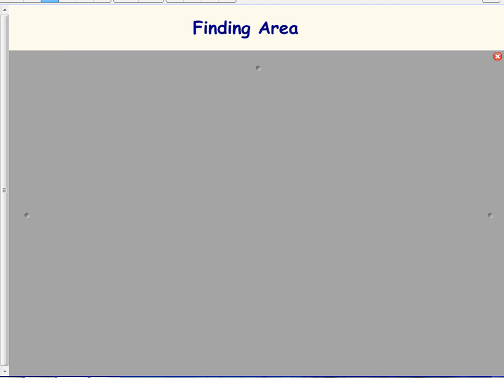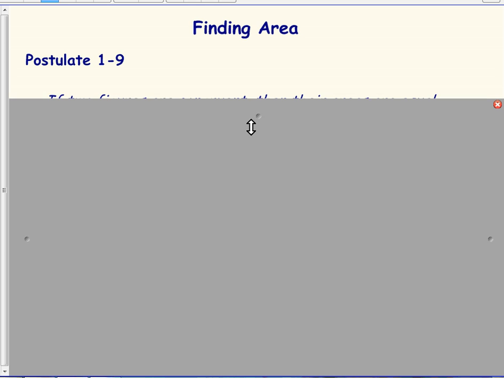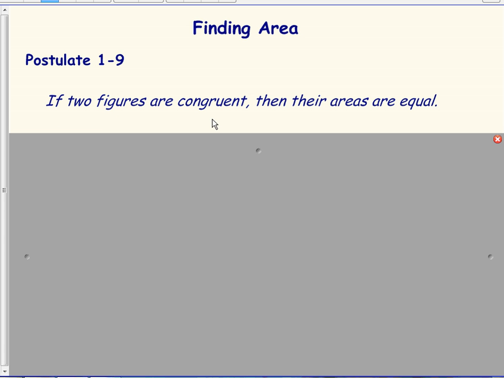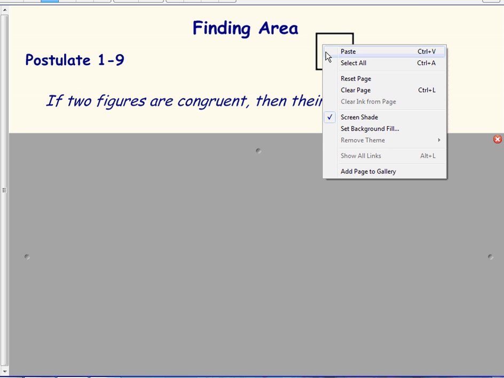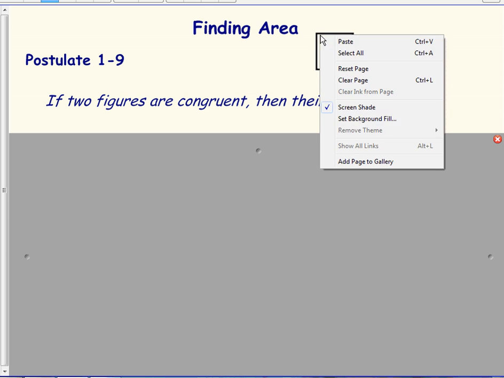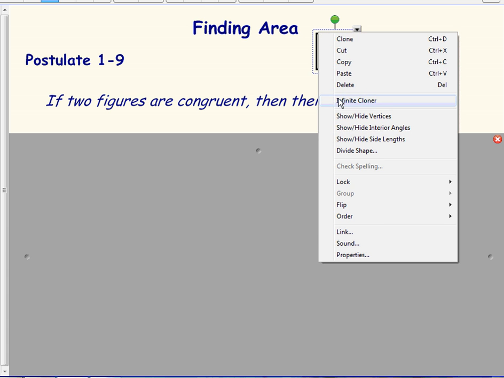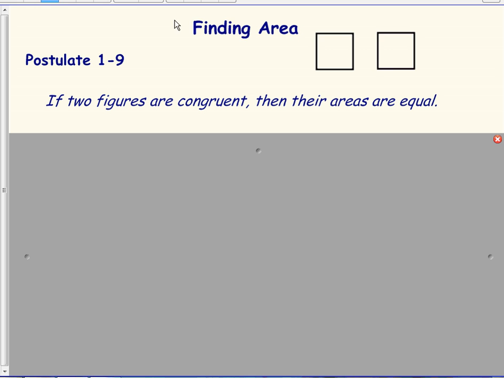Alright. Now, to go over the postulates we have today, we have two of them. They're very, very self-explanatory, okay? The first postulate states that if two figures are congruent, then their areas are equal. So if we have two of the exact same shape, for instance, we have a square, and we were to take another one of that square, and we were to say that this side is the same length as this side, then we could say that the areas are also equal.